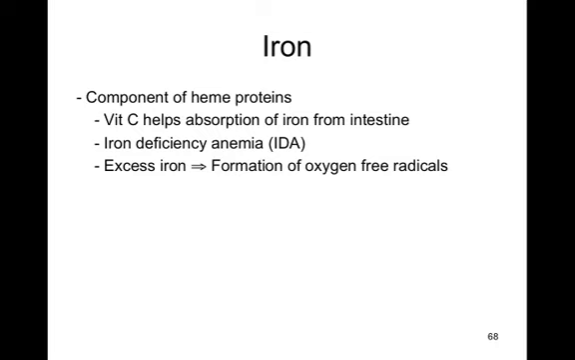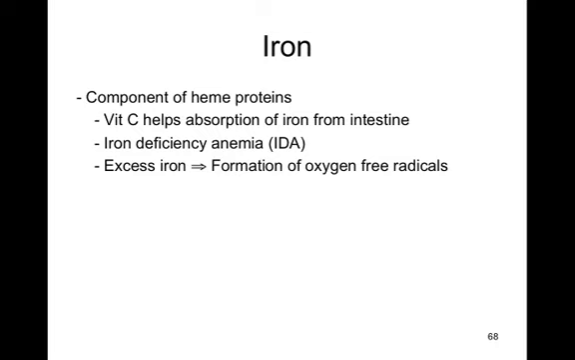Then we have iron. Iron is a very important component of heme proteins. One of the heme proteins that you probably might be aware of is hemoglobin, which is used for transport of oxygen throughout your body. In addition to that, iron has various other functions. Along with vitamin C, iron is absorbed from the intestine. Iron deficiency can lead to various anemias, and we talk about a whole level of different kinds of anemias in your DDM 8 in your third year.